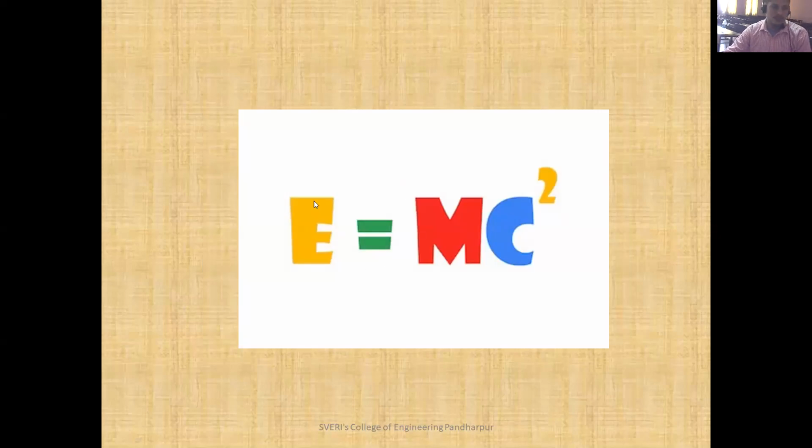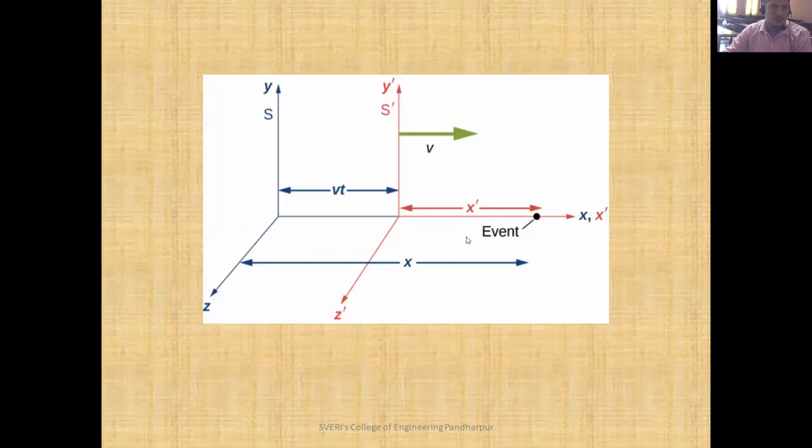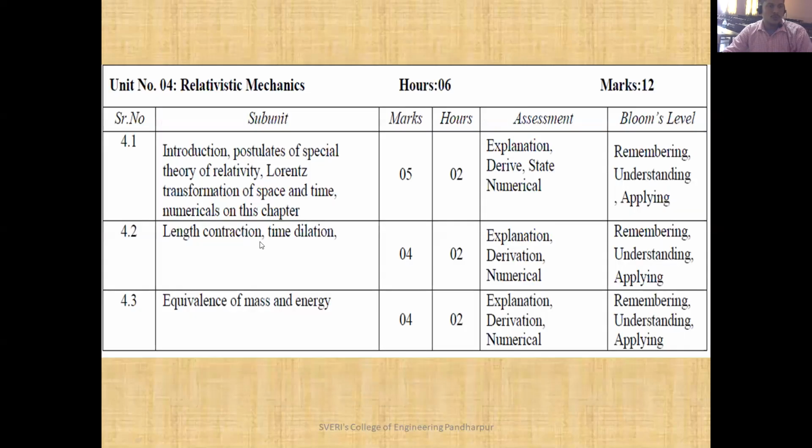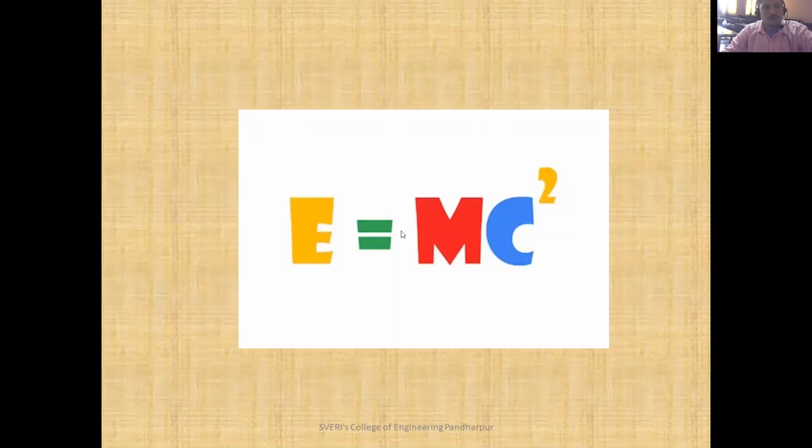And the last equation is E is equal to mc square. I have just put the equation here, not the derivation. This last point is the equivalence of mass and energy. If we consider the relation between mass and energy, this simple equation tells us how mass gets converted into energy and how energy gets converted into mass. So E is equal to mc square gives the idea of the equivalence of mass and energy.